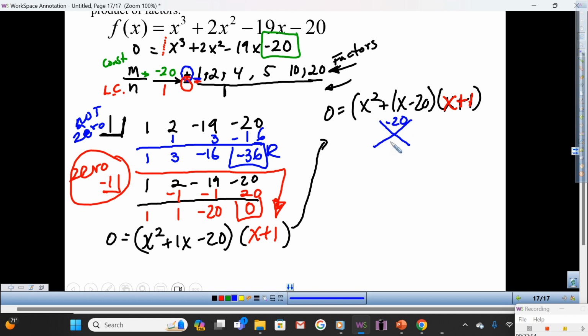Negative 20, positive 1. What factors of negative 20 add up to positive 1? What are they? 4 times what? Negative 5. That is correct. 4 times negative 5 is negative 20. 4 minus 5 is, ooh, close. What is it? Switch the signs. Yes, this one over here. Negative 4 times 5 is negative 20. Negative 4 plus 5 is 1. So what would be my factors? X minus 4, x plus 5. Bring down the other factor that we found first, x plus 1. And all that equals to f of x.